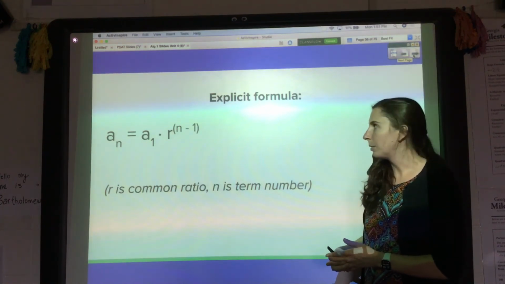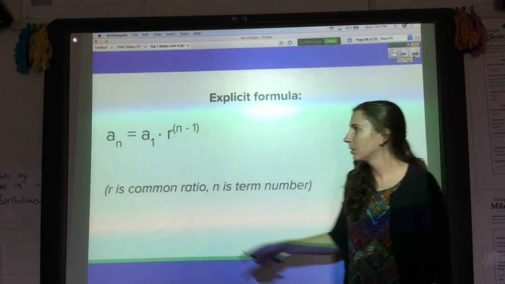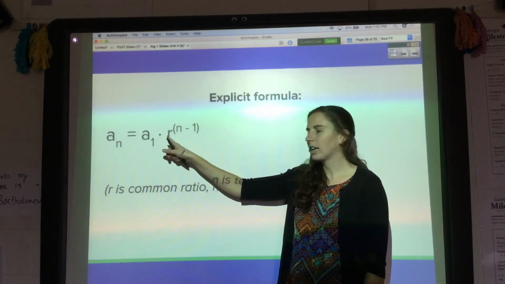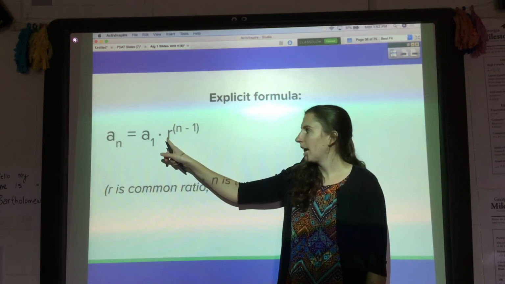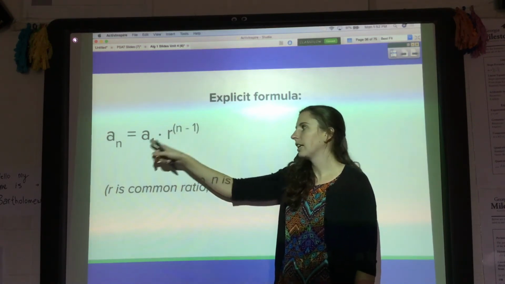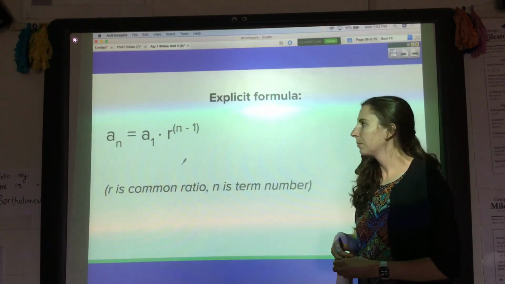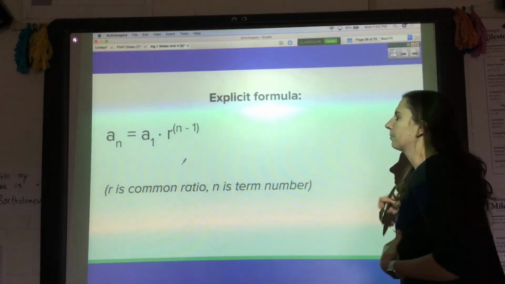In the explicit formula, you plug in the same things. You're going to have a first term, a_1, and then the common ratio, and that's all you have to fill in. You leave the n's where they are, and you'll see how this works in just a second.